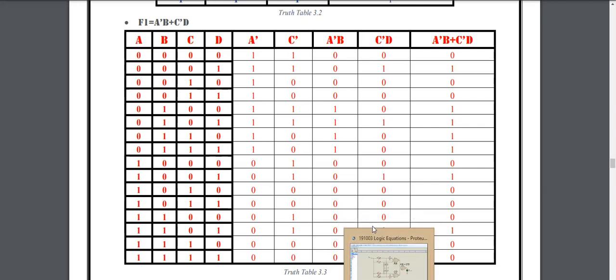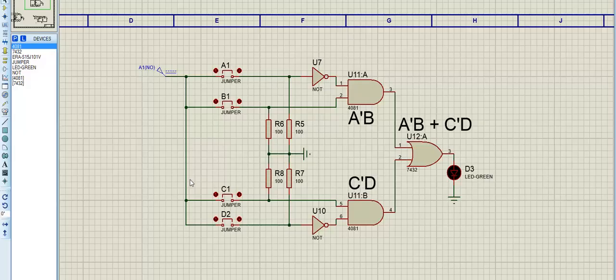Now let's go to the demonstration part in Proteus. This is the circuit which we will use to demonstrate the Boolean expression. Now this is the input A, this is the input B, this is the input C, and this is the input D. Now we have no output right now because all of the inputs are 0, but actually this 0 gives a 1 right here as there is a NOT gate attached. Same goes for this one.